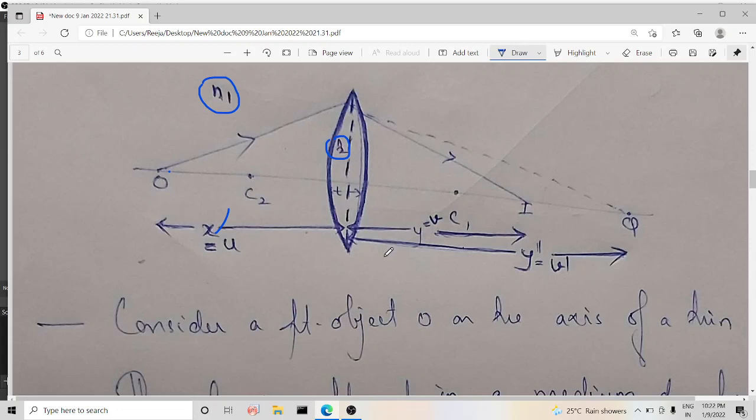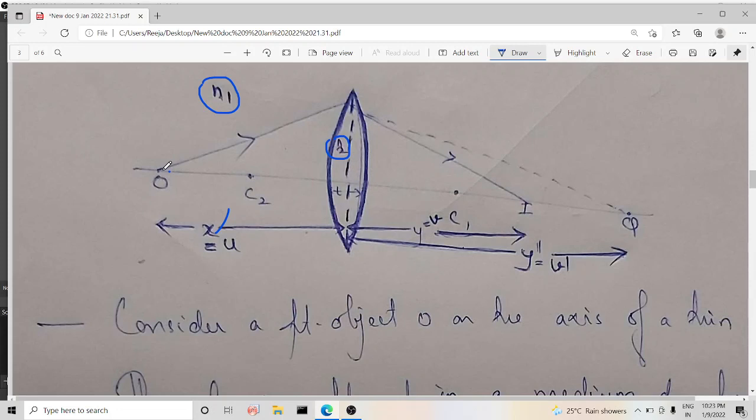So we'll go to the explanation. We have considered a point object placed on the principal axis of the thin lens. The lens is placed in a medium of refractive index n1, and the refractive index of the lens material is n2. Capital R1 and R2 are the radii of curvature of the right and left surfaces of the lens, so that R1 is positive and R2 is negative from the sign convention.